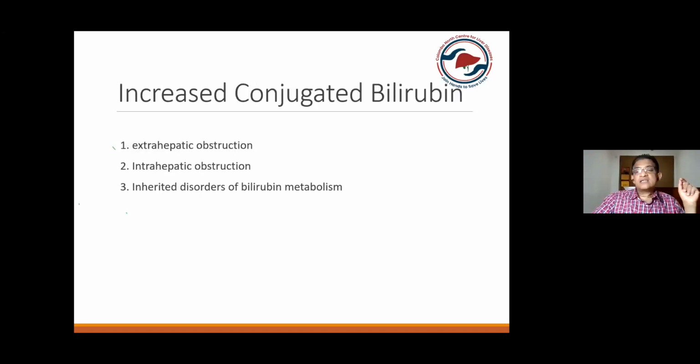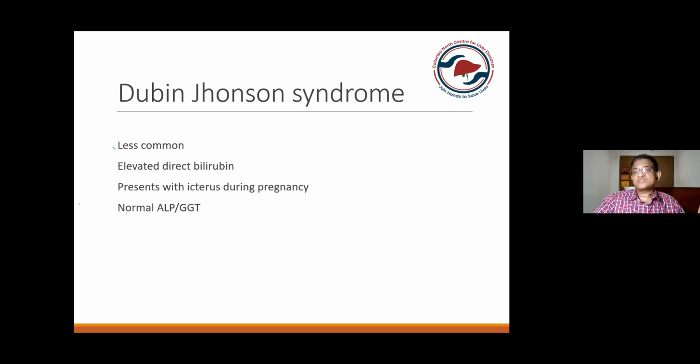So at the same time, sometimes you can have benign causes for conjugated bilirubin, direct bilirubin. Usually we detect conjugated or direct bilirubin in extrahepatic obstructions like stones or cholangiocarcinoma, or intrahepatic cholestasis like drug-induced cholestasis, or rarely you can have inherited disorders of metabolism causing benign Dubin-Johnson syndrome.